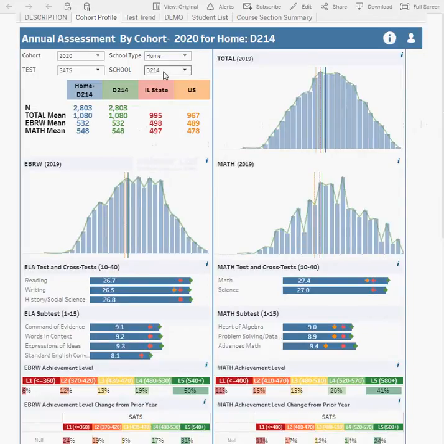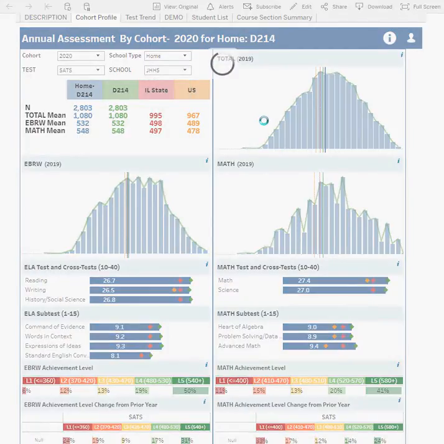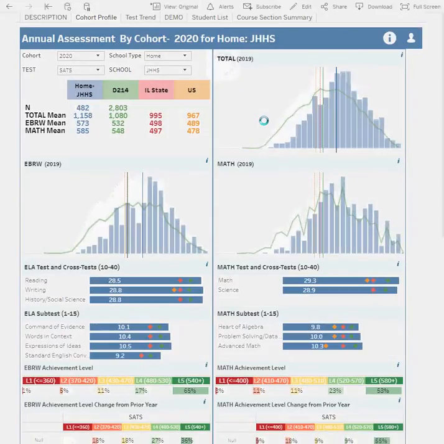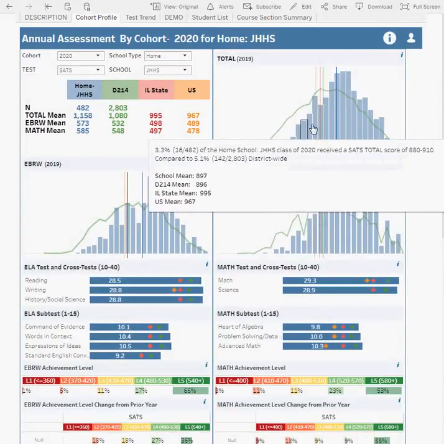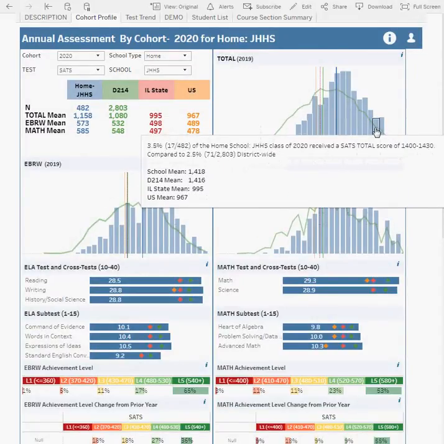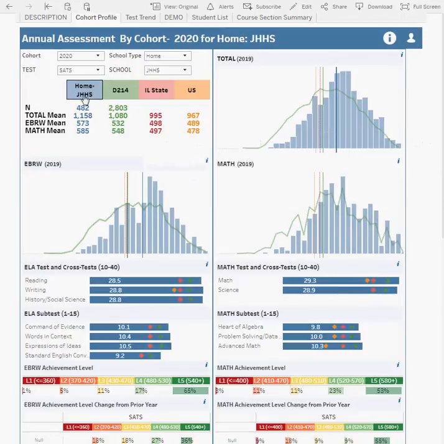If I wanted to compare to other schools, like for instance, if I were to choose John Hersey High School, this will take a few seconds to generate the data. It may or may not be faster depending on your permission levels and what other kinds of data are behind it. So now what you can see is these blue bars represent what high school I'm looking at, what I've selected. So you can see blue here is Hersey. Green shows a comparison to the district. Red shows a comparison to the Illinois state. And US looks at the national norm data for the selected group.